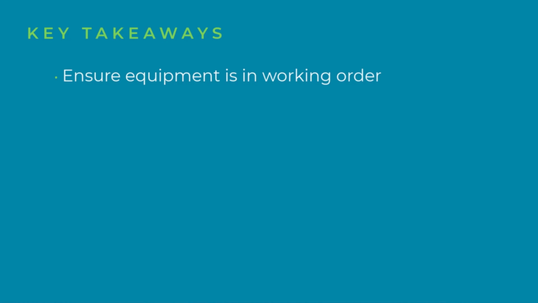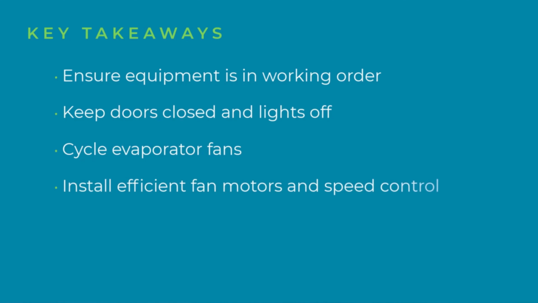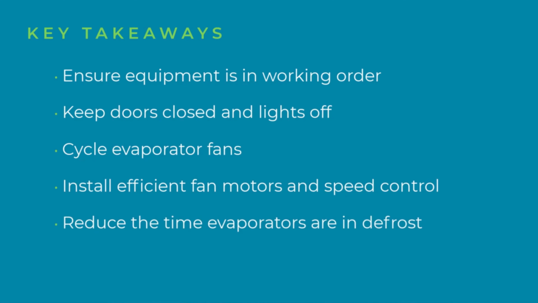In review, this is how you can save refrigeration energy. Maintain system health by ensuring your equipment is in good working order. Reduce loads by keeping doors closed and turning the lights off. Cycle the evaporator fans by improving controls. Install more efficient fan motors and speed control. Manage defrost by reducing the amount of time the evaporators are in defrost and possibly adding defrost controls. And finally, reduce the condensing pressure to the lowest allowable level to save compressor energy.